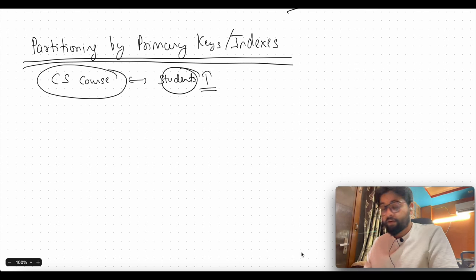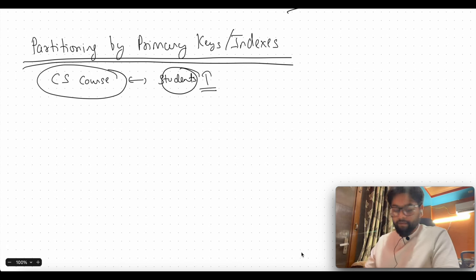And since a lot of students are coming in, we are planning to shard that database by the names of the students. So we are assuming that name is the primary key of the particular student, or the student can be uniquely identified by their name, and we will try to shard with their names. So names can be considered as a primary key here.